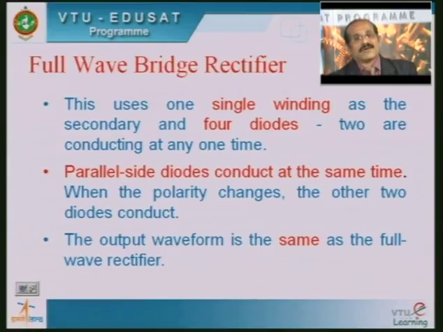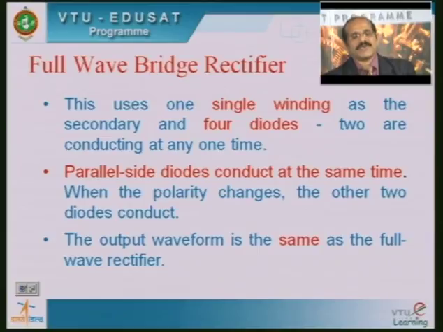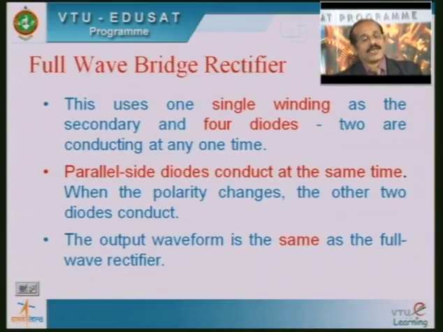Whereas the center tap configuration has 2 diodes, this bridge rectifier has 4 diodes. Also you can note that the parallel side diodes conduct at the same time. As I told you, parallel side means here the diodes D1 and D2, they conduct together because they are parallel side diodes. Similarly, during the negative half cycle of the input signal, diodes D3 and D4 will conduct together. So the output waveform will be the same as the full wave rectifier using the center tap configuration.